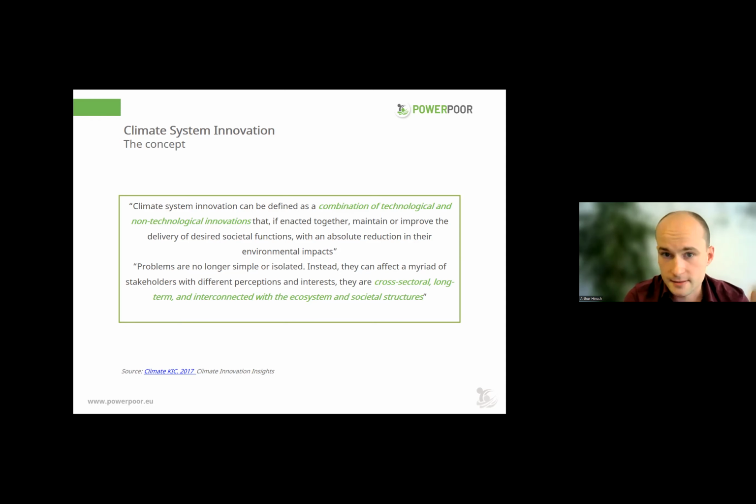So this concept of climate systems innovation definitely means that it's a combination of technological and non-technological innovations that, if enacted together, maintain or improve the delivery of desired societal functions, while at the same time reducing the environmental impact. And that's something that you would like to do. And the idea is that you don't see problems as isolated. So you don't see energy poverty as just being an issue of high energy costs. It's also connected to other elements that might be affecting a person's well-being. So it's very important to consider, and cities often have a nice overview of that. Talking about the fact that all of these things are very cross-sectoral and that everything is very much interconnected.